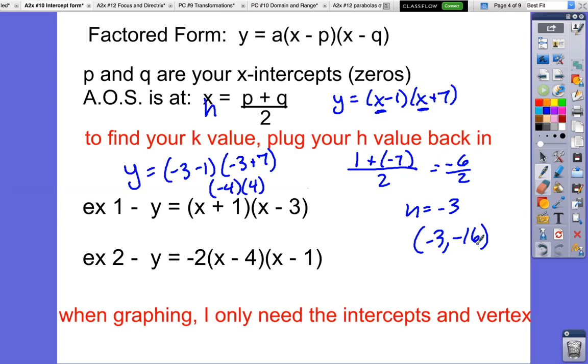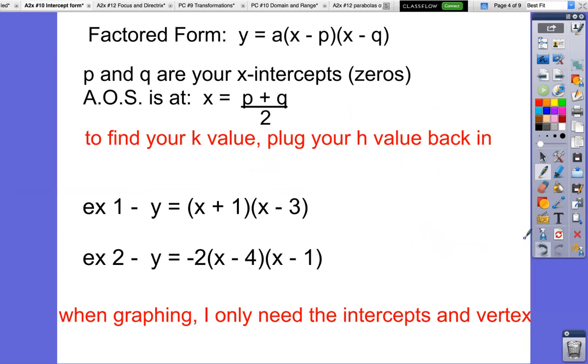Now, let's go ahead and do number 1 and number 2 together, and let's talk about everything we know. We have plenty of time. We've got about 18 minutes left. Let's start by finding the zeros. So on example number 1, where are your zeros? So P equals, and Q equals.